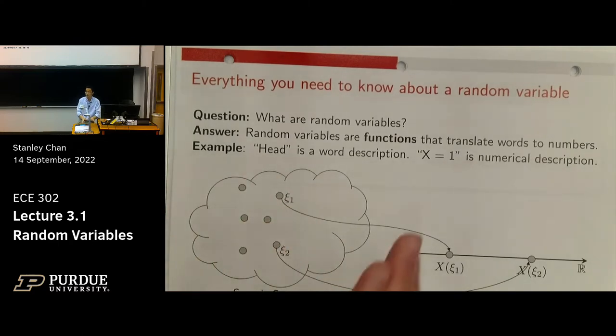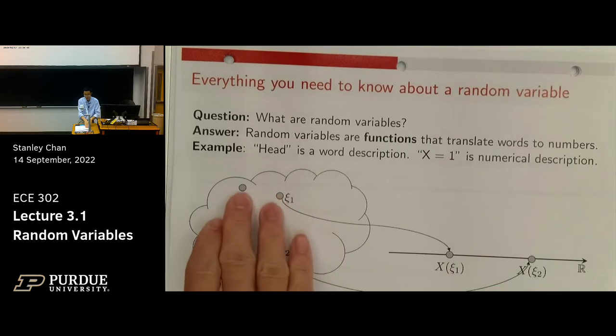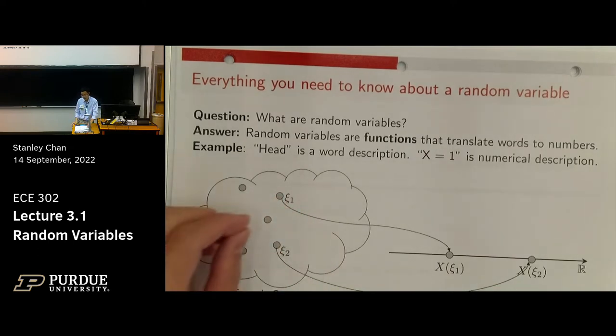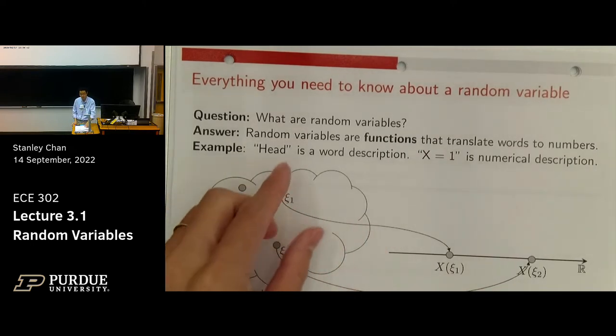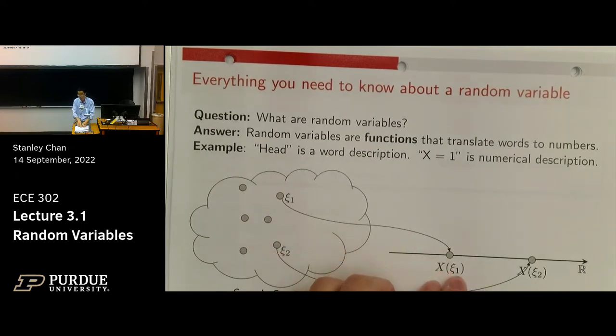They're the outcomes, not the event. The event would be the subset. There are a lot of outcomes. For each of these outcomes, you're going to map them into a number on the real line. Now, this number on the real line doesn't need to be between 0 and 1.